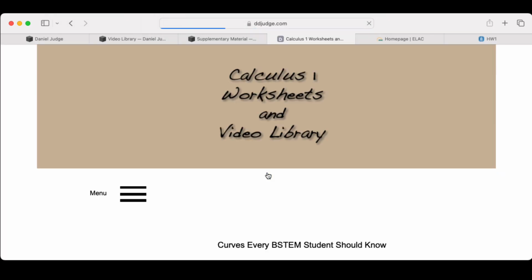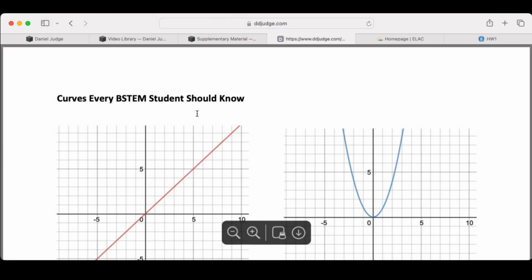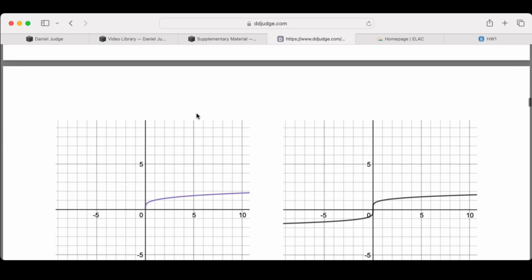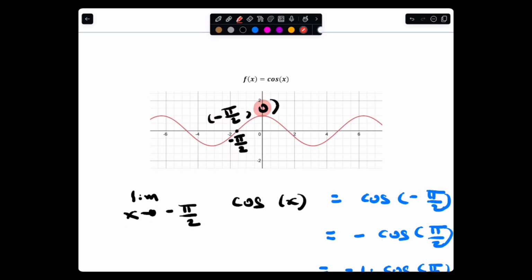Here you go. This is why I said curves every STEM student should know. You guys want to know those, because then you can very instinctively answer some questions. Very instinctively, and it becomes easier. So let's actually talk about the cases that we actually worry about. You go, what do you mean worry about?